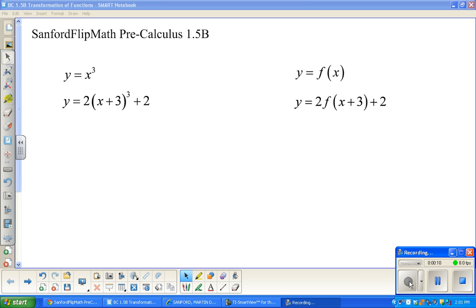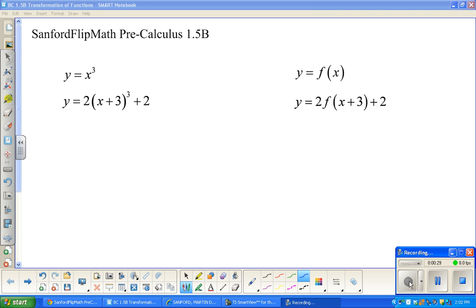This is all keyed in with the Demana, Waits, Foley, Kennedy PreCalculus book, PreCalculus: Graphical, Numerical, Algebraic. And we're in section 1.5, and this is transformations. Don't freak out. We will pop back to section 1.4. I just prefer going to section 1.5 first, dealing with transformations, and then we'll go back.